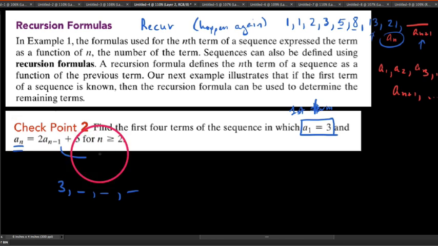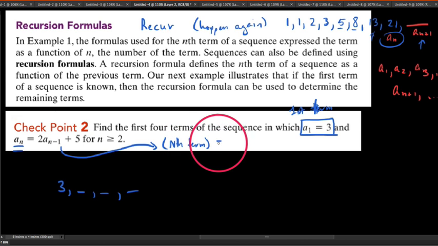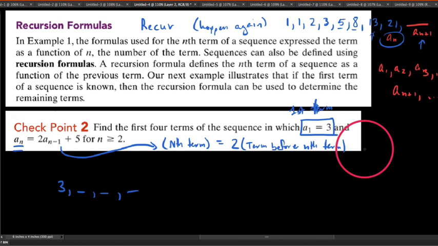I'm going to write a translation for you here for the very first time you're seeing this. Any given term, the nth term, is equal to 2 times the term before the nth term, plus 5. So basically, you have to read it critically here. To get the next term, we take the term before it, double it, and add 5 to it, then you get the next term. And it says this is true for all n values greater than or equal to 2.